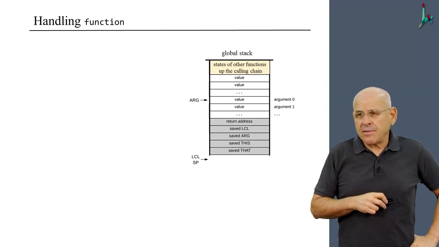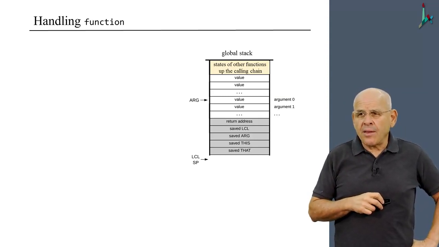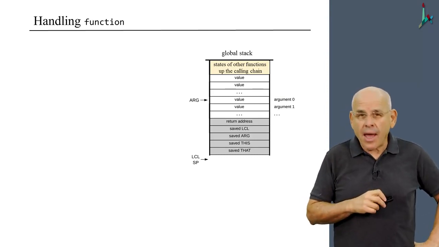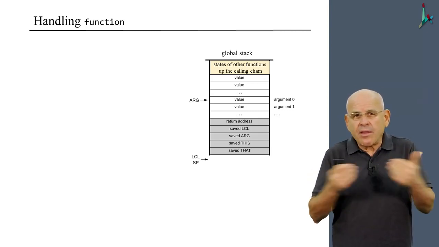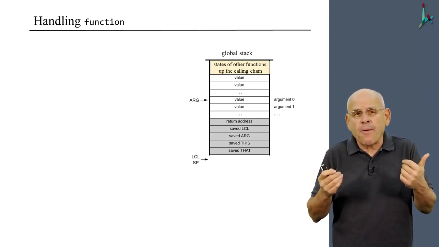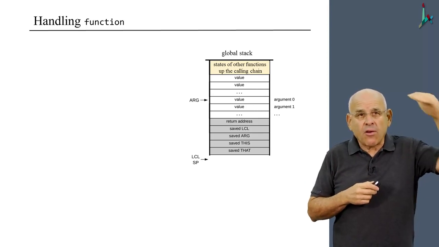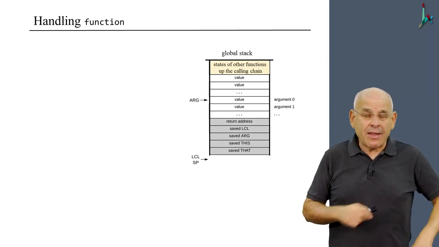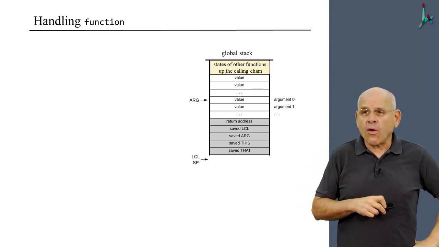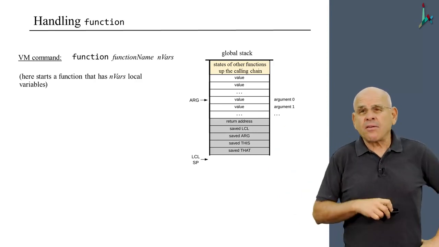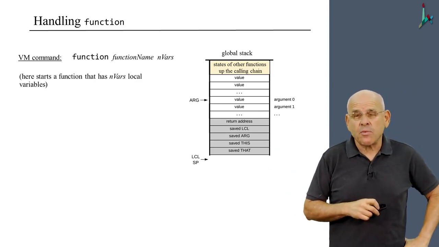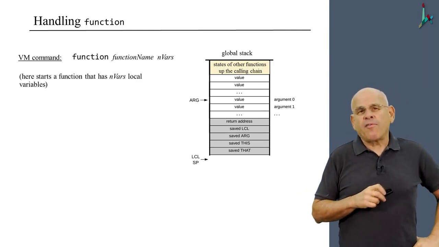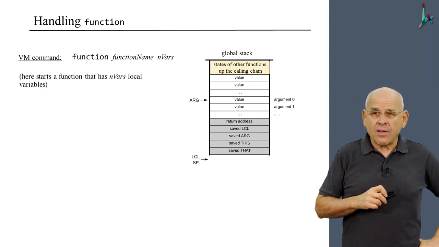Here's my stack, and the stack is exactly as it was after the call happened. Because remember, when do we hit a function command? We always hit the function command just after a call command. Call, and then I hit the function. So this is the same state as we had at the end of the handling of the call. And now we encounter the function name and nvars, which informs how many local variables the called function expects to have. All right, so what can I do?